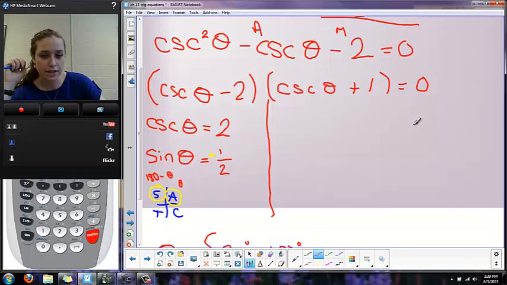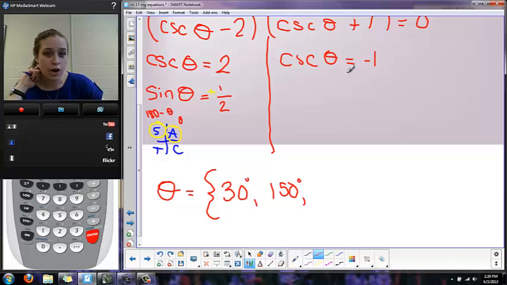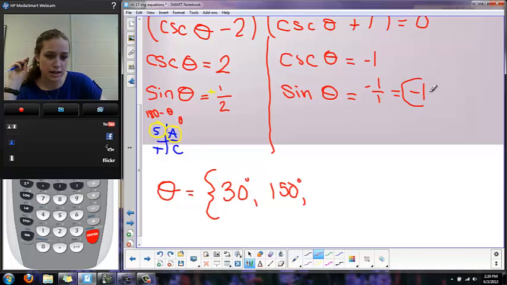Now let's go back up. I still have another side of the equation to deal with. Cosecant theta plus 1 is equal to 0. So I'm going to subtract 1 and get cosecant theta is equal to negative 1. I do not care what cosecant theta is equal to. I do care what sine theta is equal to. So sine theta is equal to the reciprocal of negative 1, which is just 1 over negative 1, which is just a negative 1. So the reciprocal is the exact same thing.